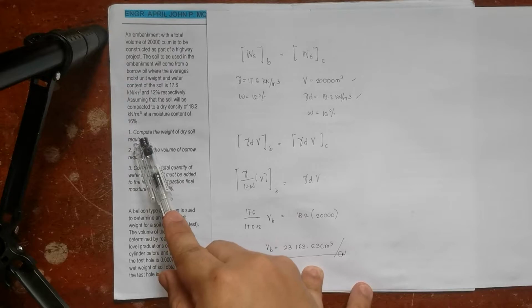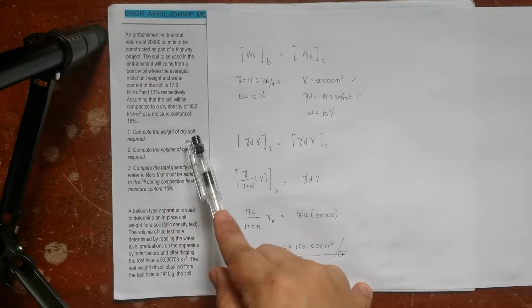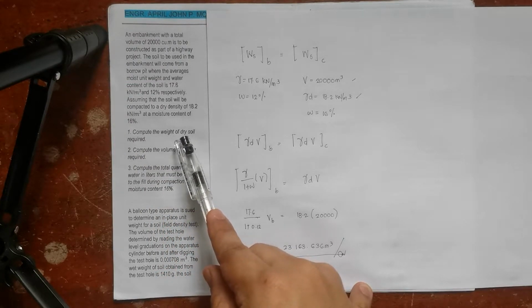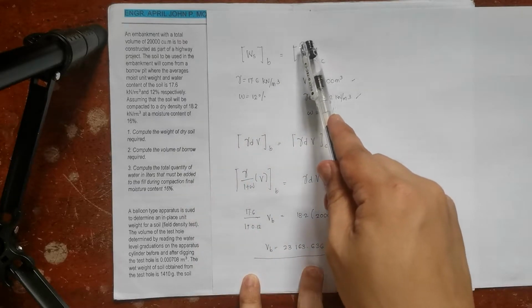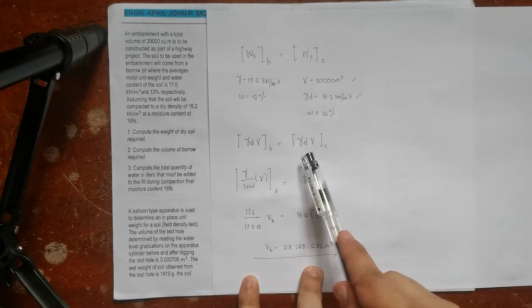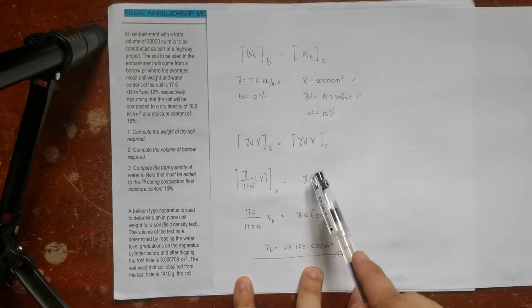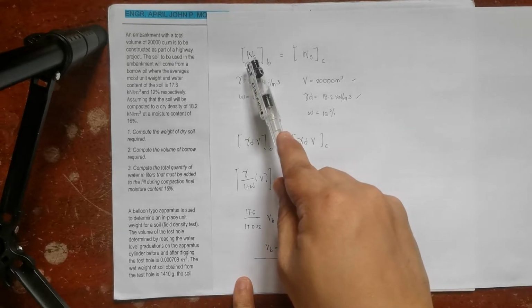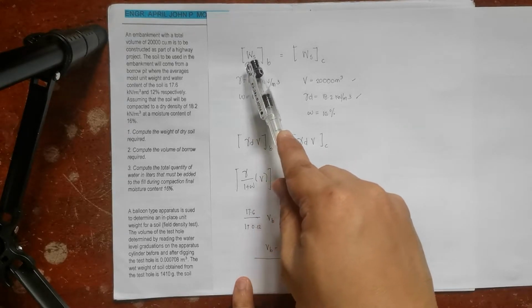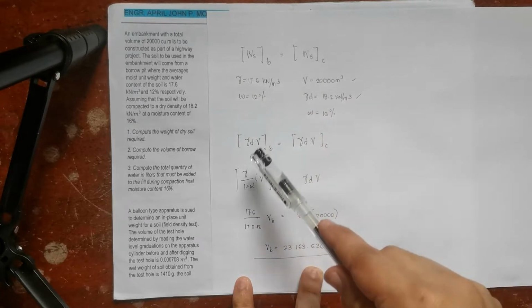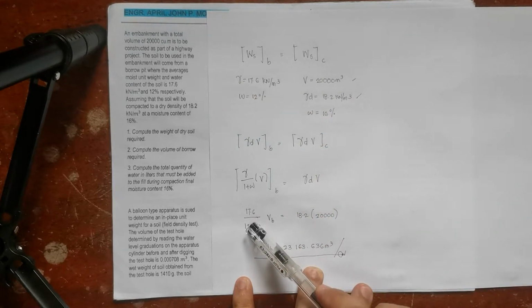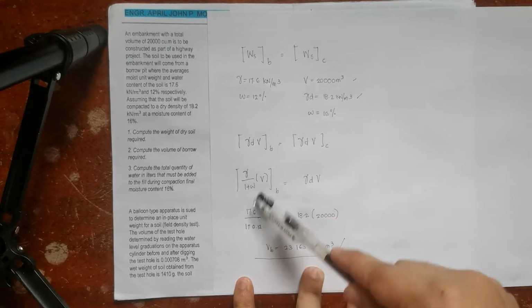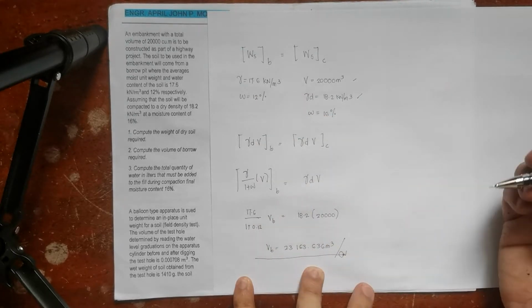Yung first requirement po natin, the weight of dry soil. Dry soil is solid or soil particles. Ito po mismo yun. At meron tayong kanyang formula. Ito po yung value or pwede natin gamitin mismo yung soil or dry soil formula ng ating borrow. So, maalin lang po, parehas lang din po yung ating makukuhang value.